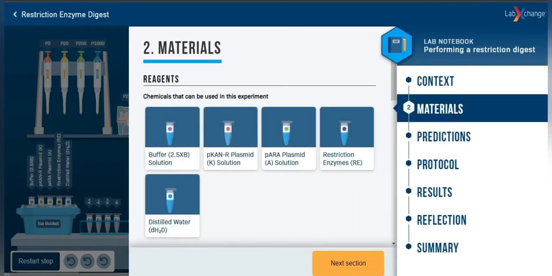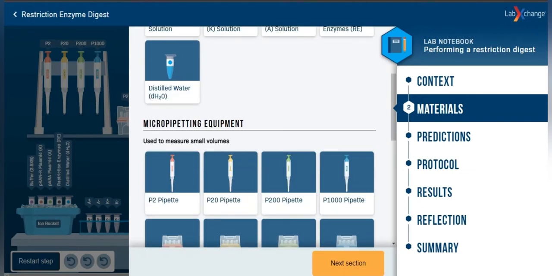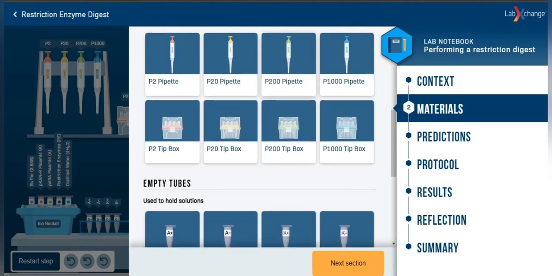The materials that I will use are reagents, which are buffer 2.5xP solution, pKanR plasmid K solution, pARA plasmid A solution, restriction enzymes RE, distilled water H2O, and micropipetting equipment: P2 pipette, P20 pipette, P200 pipette, P1000 pipette, P2 tip box, P20 tip box, P200 tip box, and P1000 tip box.